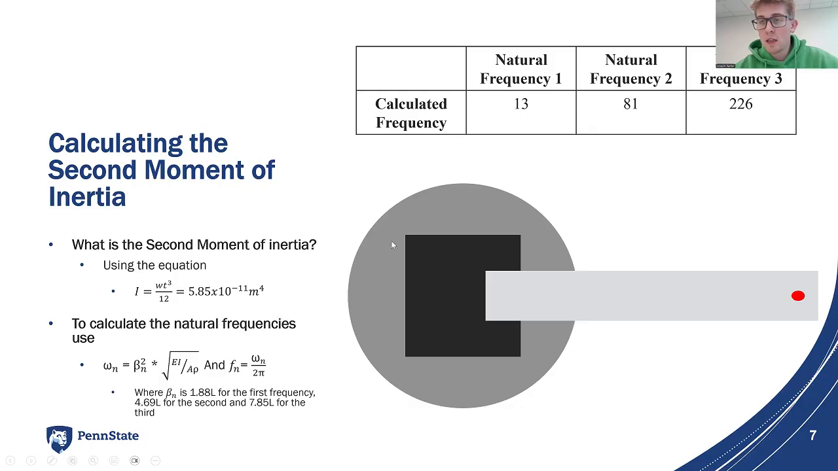Here is a crude drawing of the experimental setup with the holder that made the beam cantilevered, making it fixed on one end, free on the other, with the laser tip accelerometer measuring the vibrations on the tip, here with the red dot, and where the natural frequencies were calculated as 13 hertz for the first one, 81 for the second, and 226 for the third.